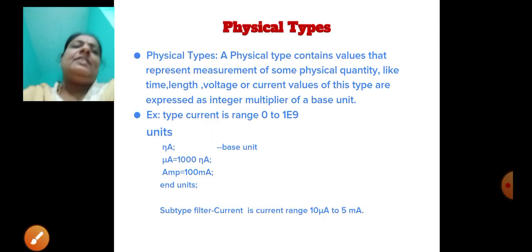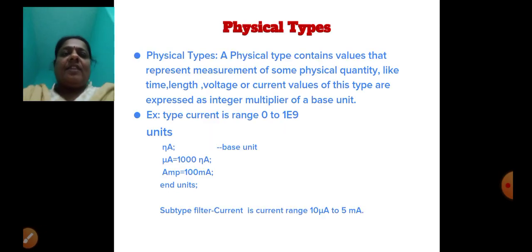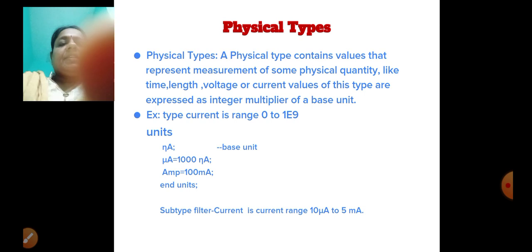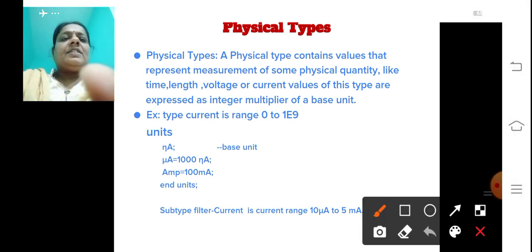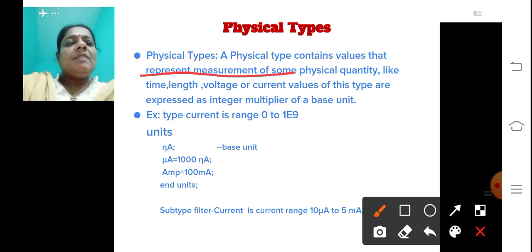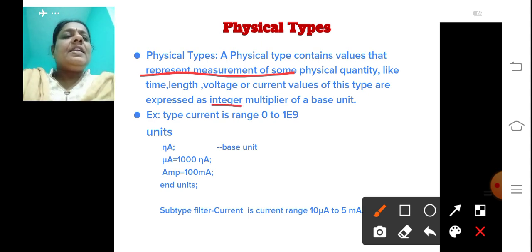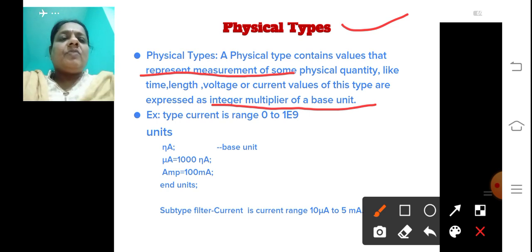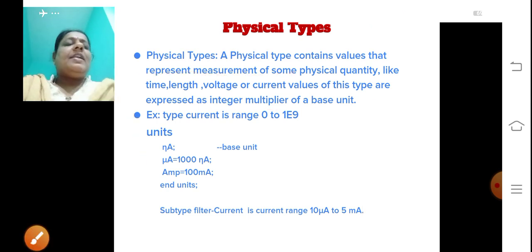Next, let us study the physical type. What are physical types? If we want to represent physical measurements of physical quantities like length, time, voltage or current, these are expressed as an integer multiple of the base units. They are called your physical types.